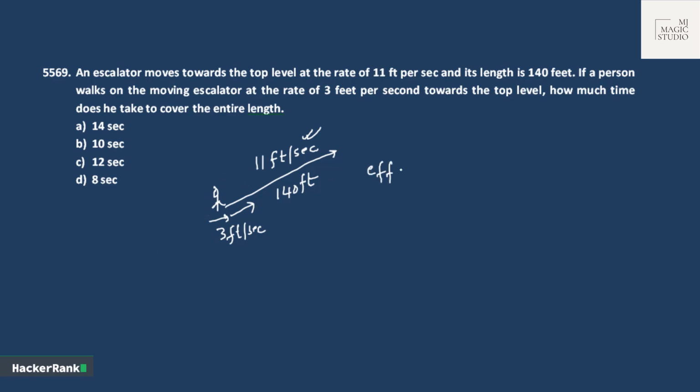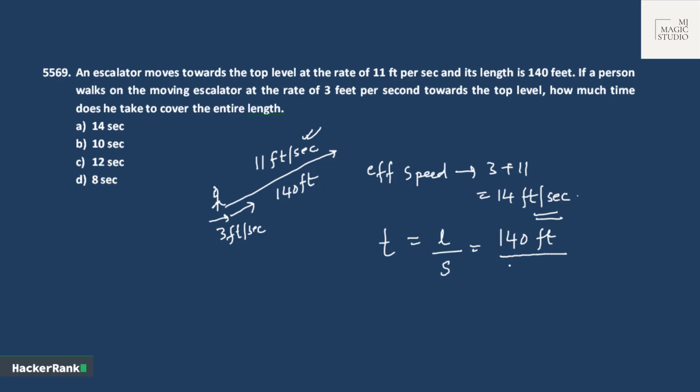The effective speed of the person in this case would be 3 plus 11, that is 14 feet per second. He is escalating at the rate of 14 feet per second. How much time does he take to cover the entire length? Time is equals to length or the distance by speed. Length is 140 feet at a speed of 14 feet per second. Time taken would be 10 seconds. Option B.